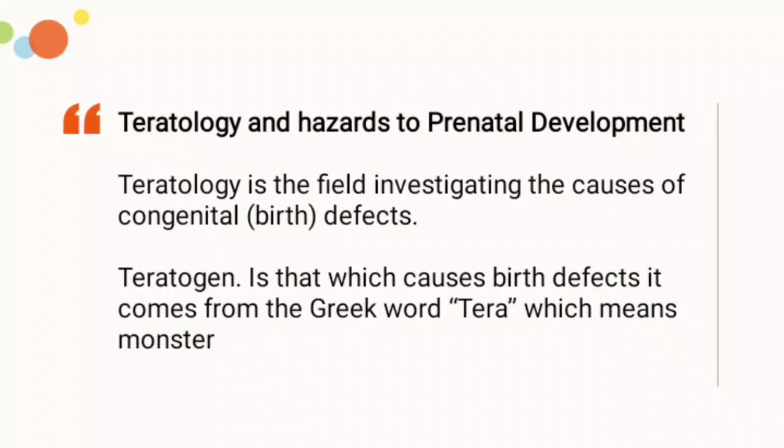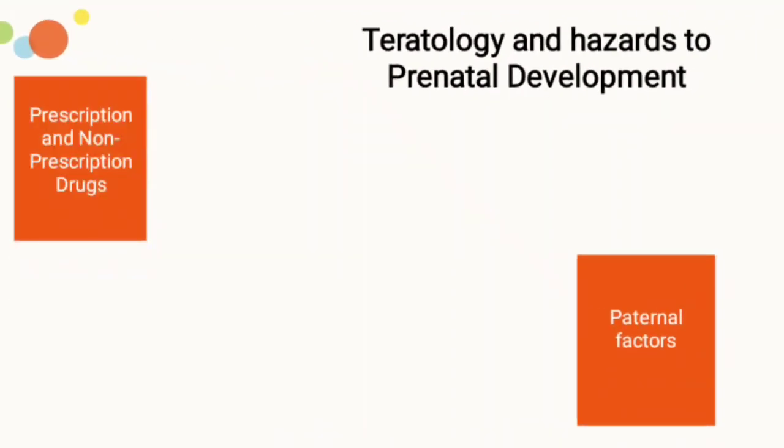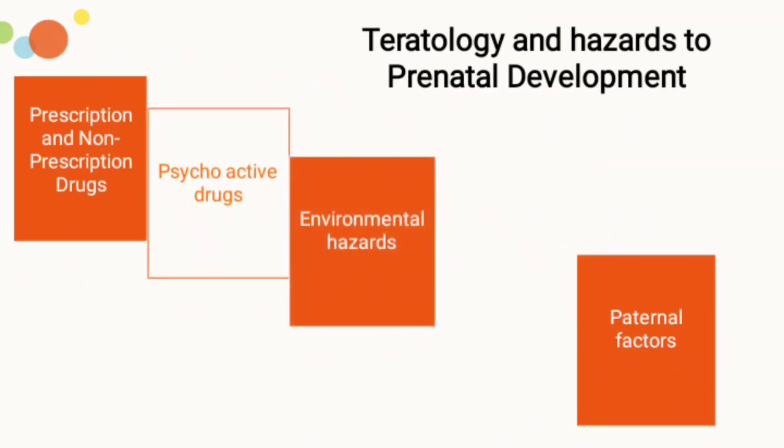So these are the teratology and hazards of prenatal development. When we say teratology, it is the field that investigates the causes of congenital birth defects. A teratogen is what causes the birth defects, which came from the Greek word tera, which means monster. So these are the hazards to prenatal development: prescription and non-prescription drugs, psychoactive drugs, environmental hazards, and maternal factors, also the paternal factors.